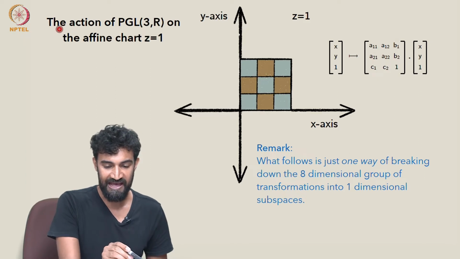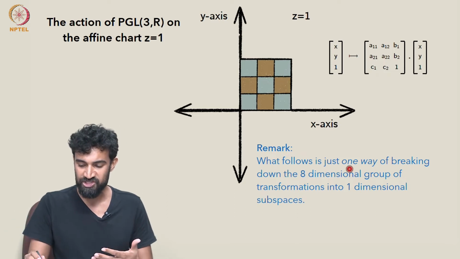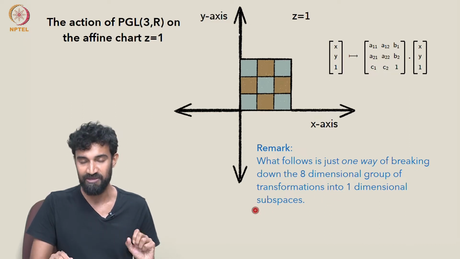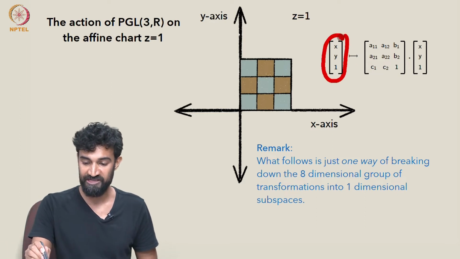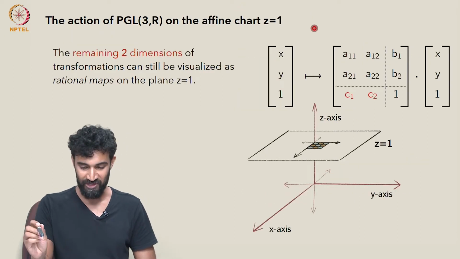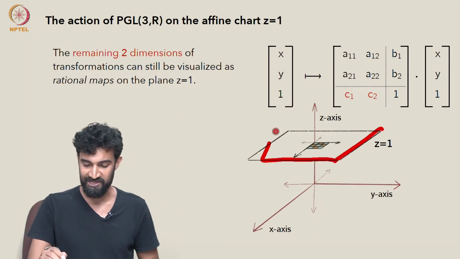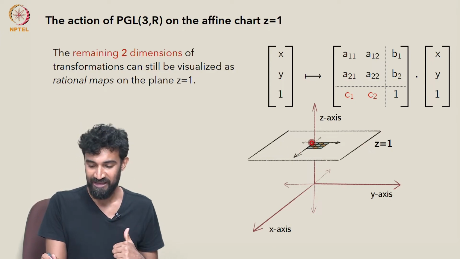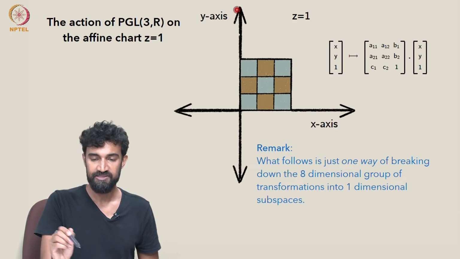So the action of PGL3R on this affine plane is what I want to look at now. And what follows is just one way of breaking down the 8-dimensional group of transformations into 1-dimensional subspaces. So in general, I'm going to look at the image of xy1. This is the x-axis, this is the y-axis within the plane z equals 1. So over here I have my x-axis, y-axis, and z-axis in R3. Here's my plane z equals 1. I'm going to zoom in on z equals 1 now, look at a top-down view of it, and just focus on this x-axis and this y-axis within z equals 1.